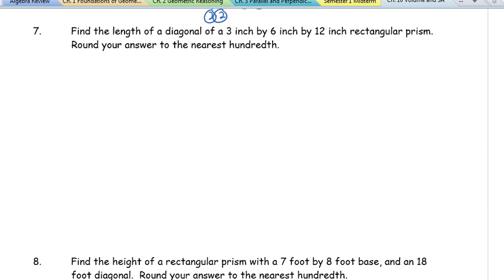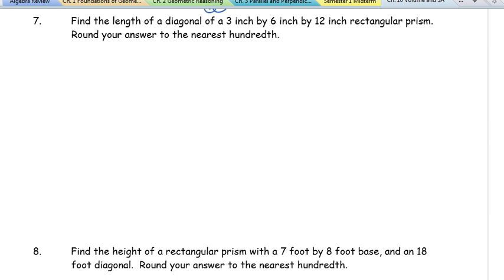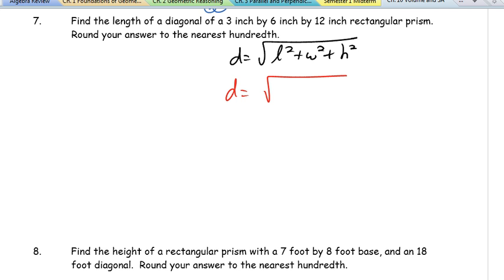Let's do maybe one more of these. Find the length of a diagonal of a 3 inch by 6 inch by 12 inch rectangular prism. Round your answer to the nearest hundredth. Alright, so now we're allowed to round, which is good. So diagonal equals L squared plus W squared plus height squared. D equals the square root of, because we don't know the diagonal, that's the one we're trying to find. It's not working backwards. L squared, we'll call that one 3. Width we'll call 6. Height we'll call 12. Again, it doesn't matter, you're just adding.